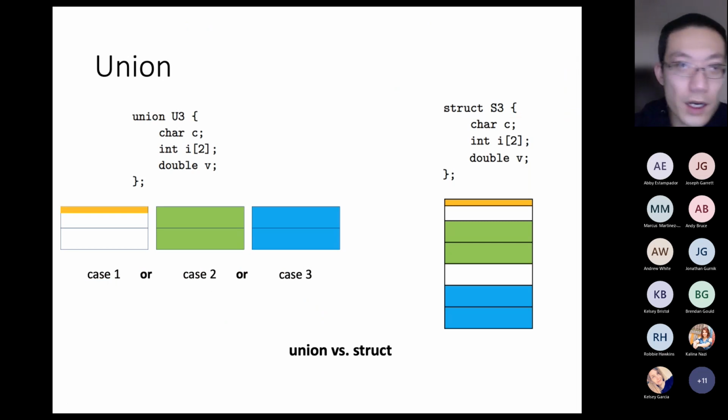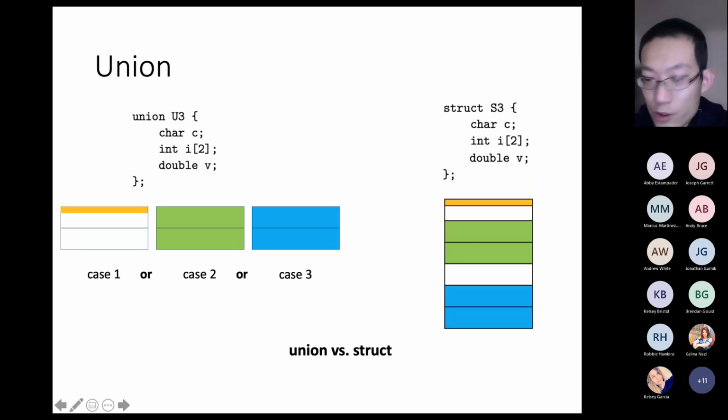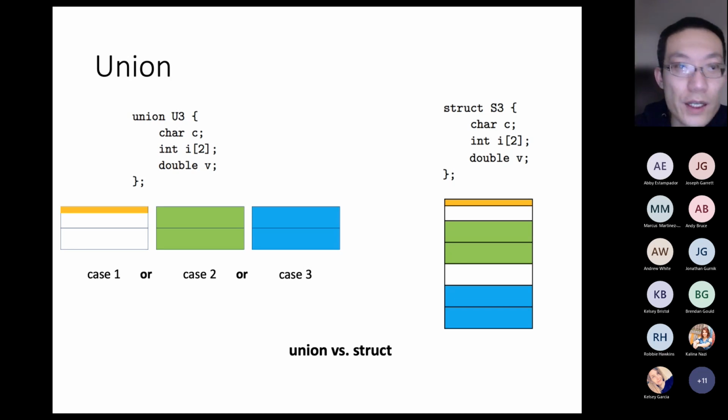And we will continue to talk about the union. Union has a similar definition to struct. Here, instead of the bracket, everything is the same. We have char C, integer array, and then a double. The only difference comes to the keyword struct and union. And for struct and union, the difference is, for struct, each of these items coexist.